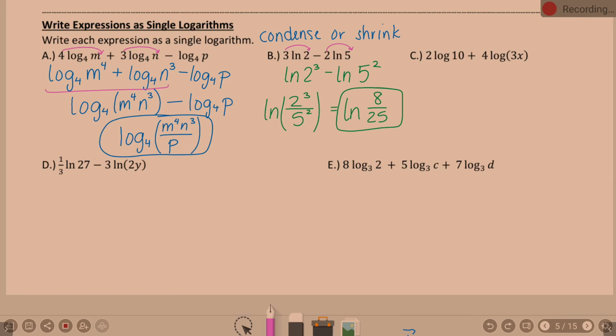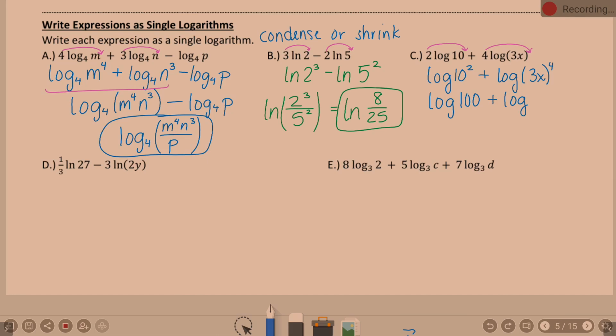Okay, you ready for C? Yes. Again, first step is to move the powers. So this is going to be log of 10 squared plus log of 3x to the 4th. Now, I want to clean these up before we go another step. What do we know about 10 squared? This is going to be log of 100, okay? That's easy enough.